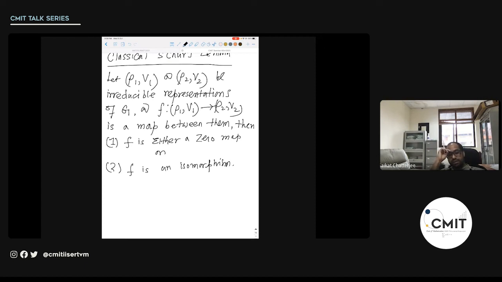Suppose both are irreducible representations, that means there does not exist any non-trivial proper subspace on which you can restrict this representation. And then if f is a map between them, f either has to be a zero map or f has to be an isomorphism. Most of the time, subsequently, I will only work with finite dimensional vector spaces, but this result is also true for infinite dimensional vector spaces.